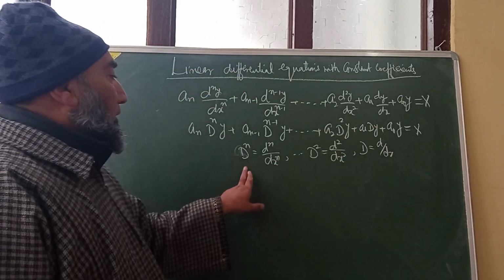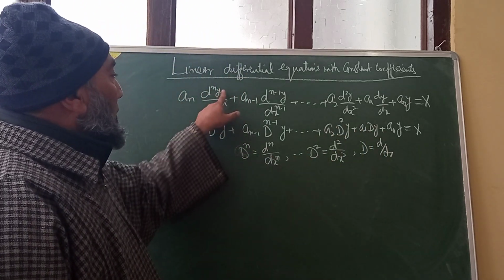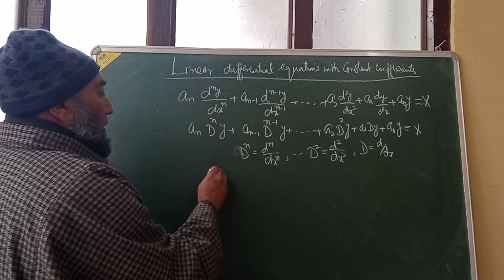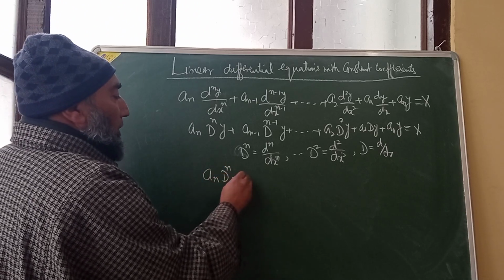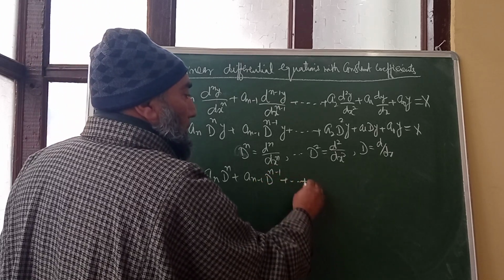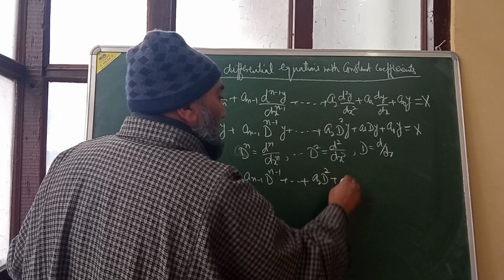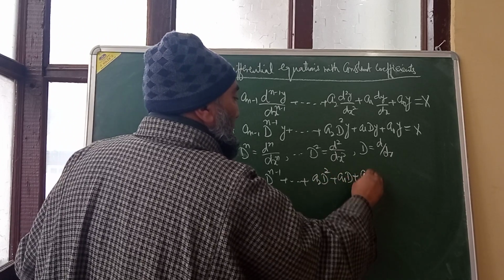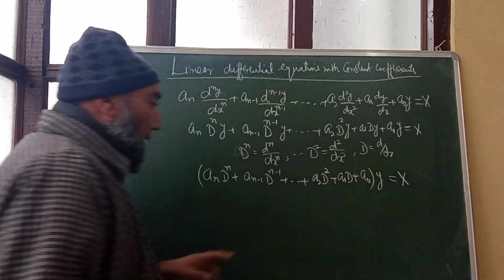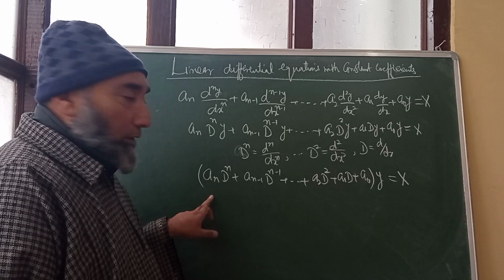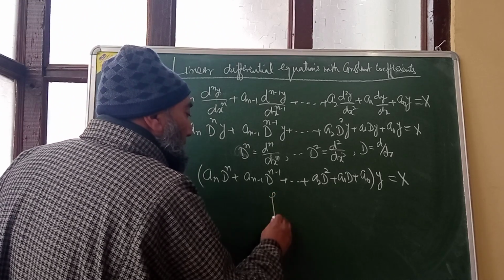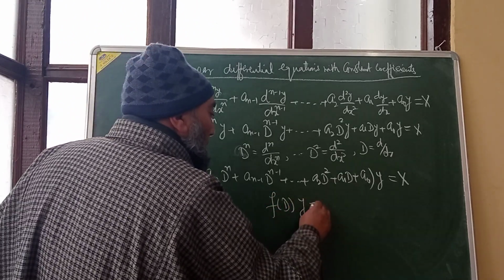So if I replace the nth derivative by d raised power n, the n minus 1 derivative by d raised power n minus 1, I will get an equation of the form an d raised power n, an minus 1 d raised power n minus 1, a2 d square, a1 d plus a0, operating on y equal X. This is a differential operator. This differential operator operating on y gives us X. This is symbolically written as f(D) operating on y equal X.